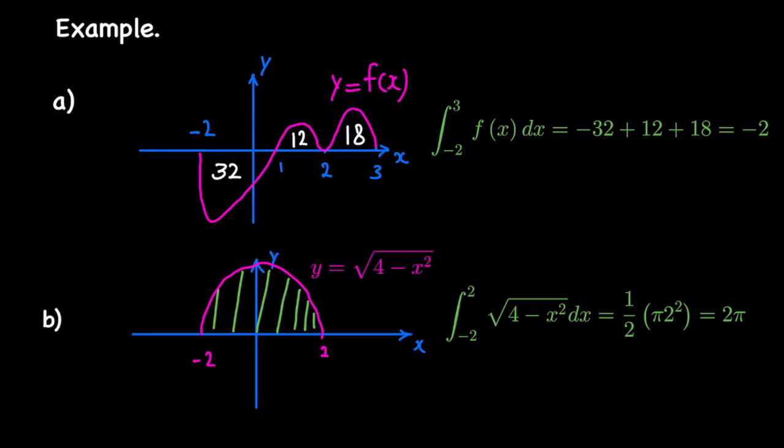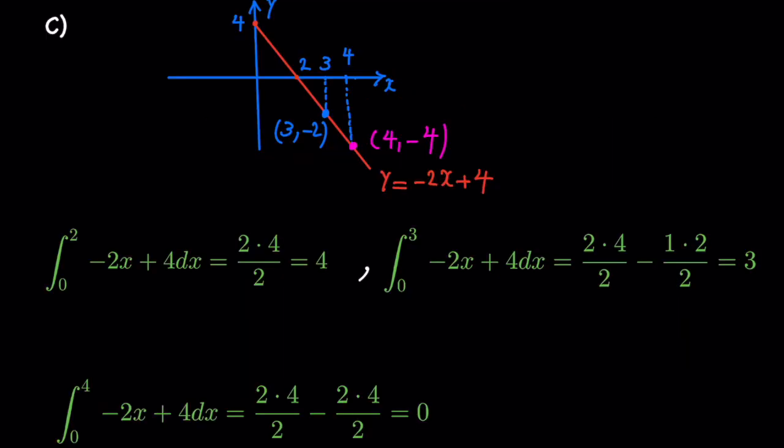But that's just half the area of a disk of radius 2. So it's going to be 1/2 because this is just 1/2 of the area of a disk. And the area of a circle or a disk of radius 2 is just pi r squared. In this case, r is equal to 2. So you get pi times 2 squared, and you multiply by 1/2 because you only have half of the area of a circle, and you simplify that, and you get 2 pi. Let's look at the next example.